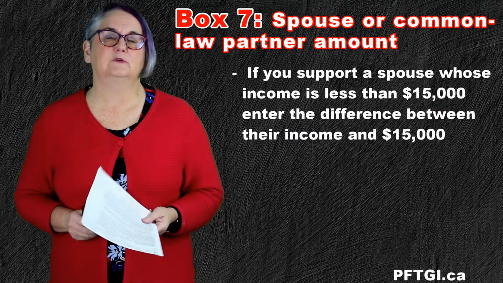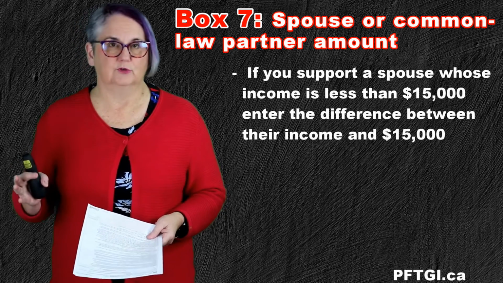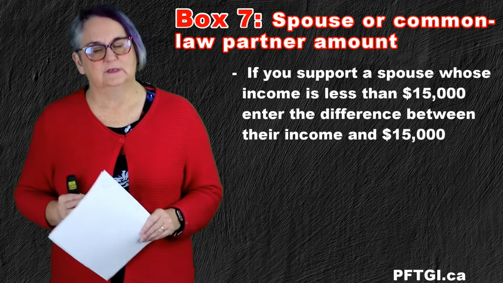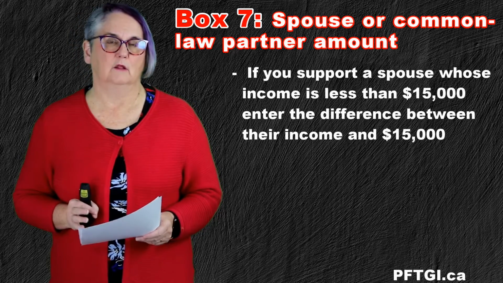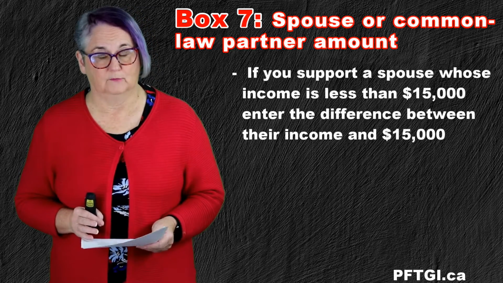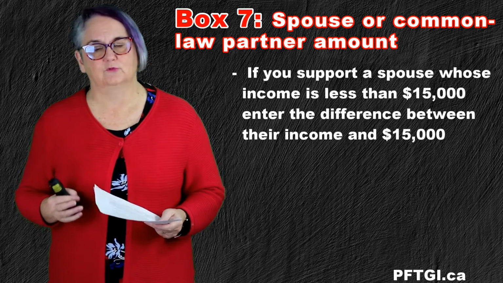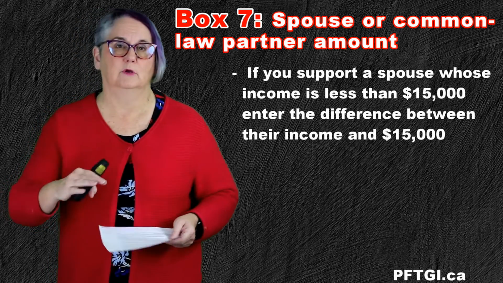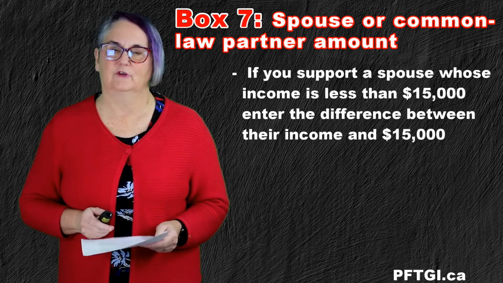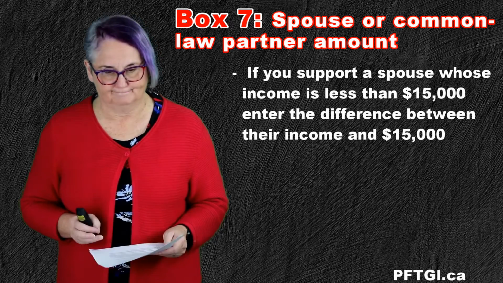Box 7, spouse or common law partner. So this applies if you have a spouse, someone to whom you are legally married, or a common law partner, can be either gender, and that person doesn't earn any income. Then you're entitled to take a $15,000 credit for that person. Right? If they do earn some income, then you have to subtract their income from this credit, essentially. And there's a form for doing that. But the full credit is available if you are supporting a spouse who does not have any income.